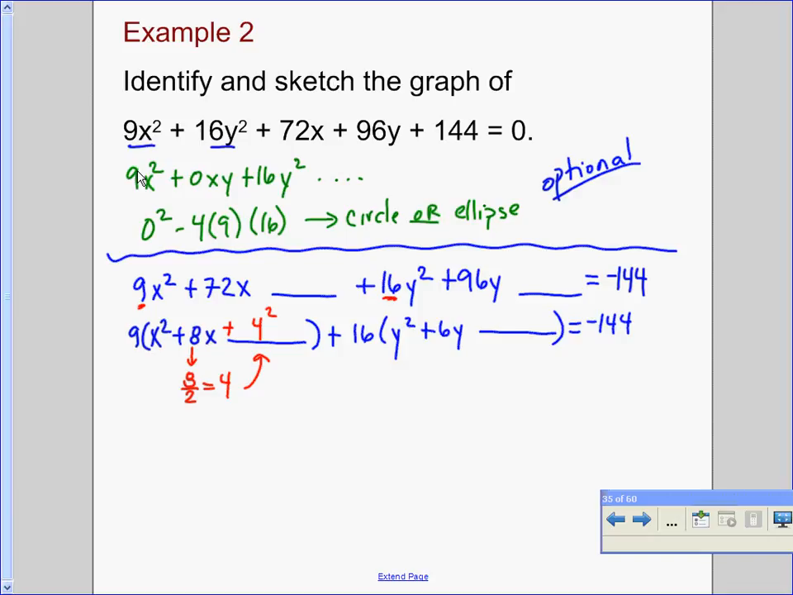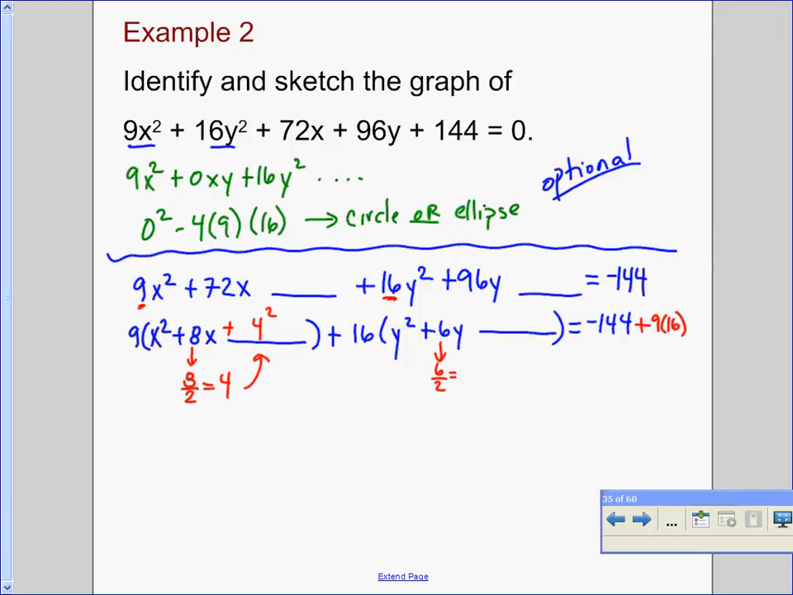But notice it's being multiplied by that 9 out front. So what I really have is 9 times 16 added to this. So I also have to add 9 times 16 to the other side of the equation in order to keep it equal. All right, now I'll do the same thing to the other.